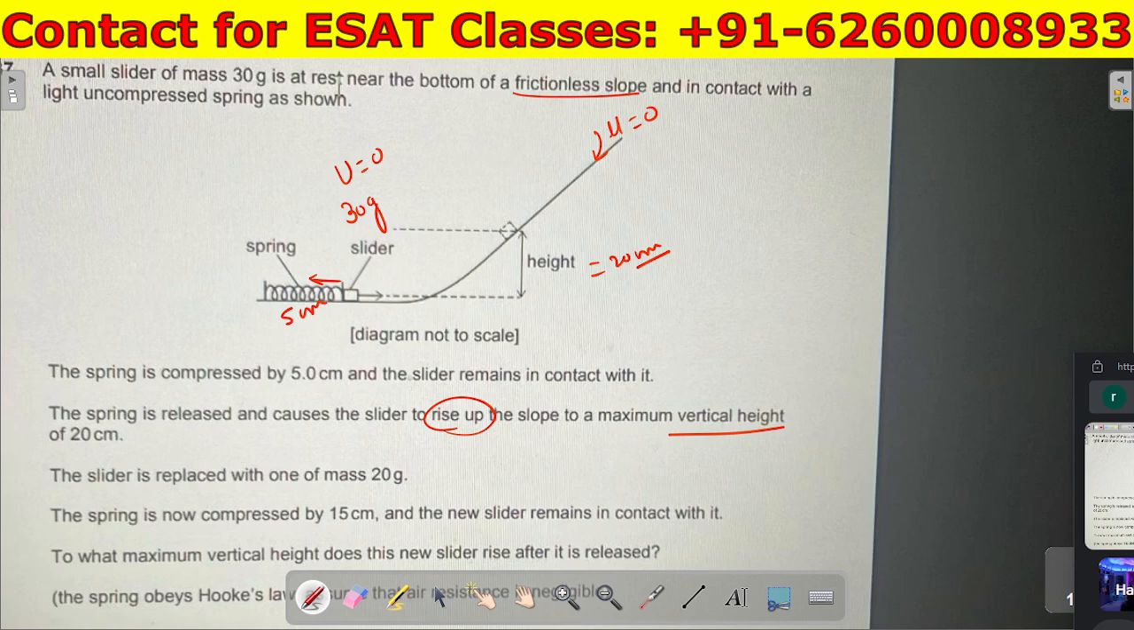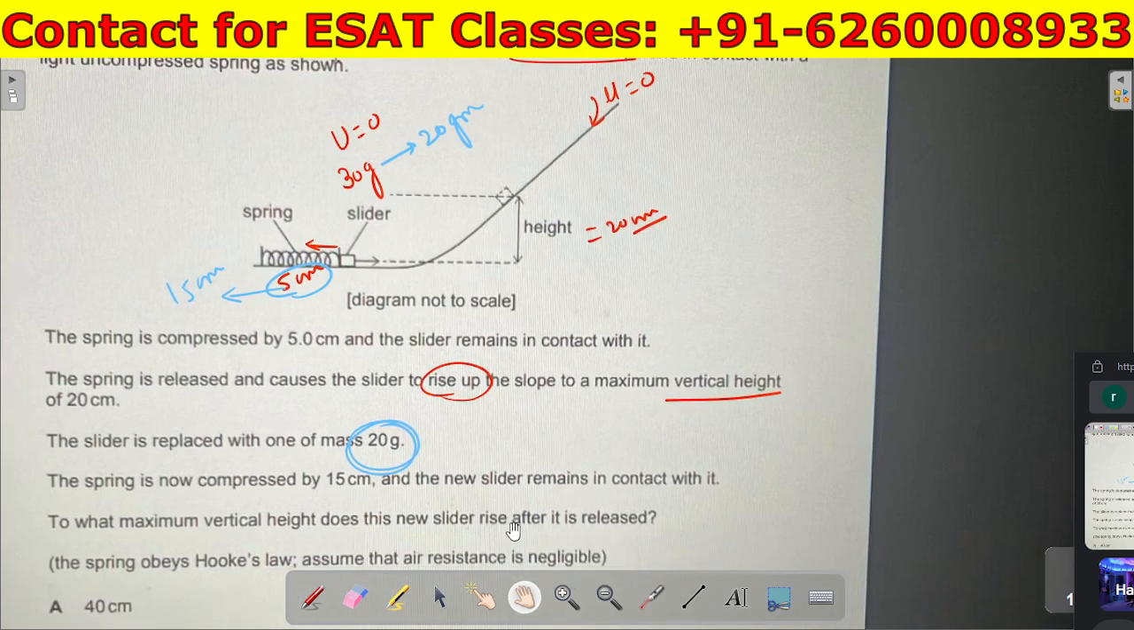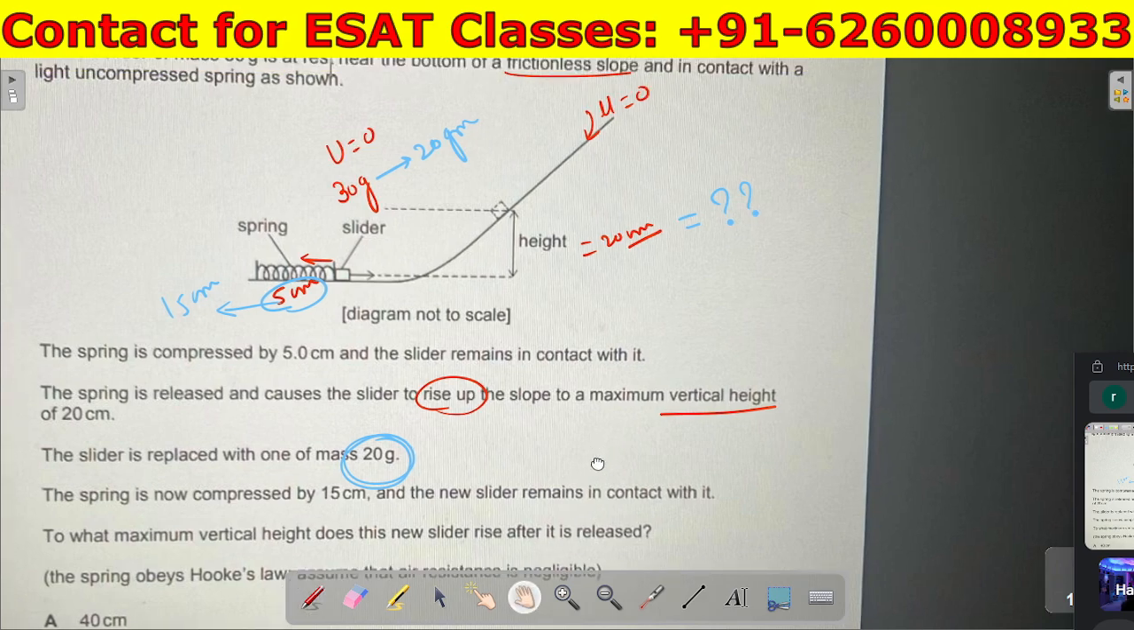After releasing, the question is saying that the slider is replaced with one of mass 20 gram. Now this 30 gram gets changed into 20 gram. The spring is now compressed by 15 centimeter. This 5 centimeter gets changed to 15 centimeter, and the new slider remains in contact with it. To what maximum vertical height does the new slider rise after release? So it wants to ask how much final height it will get.